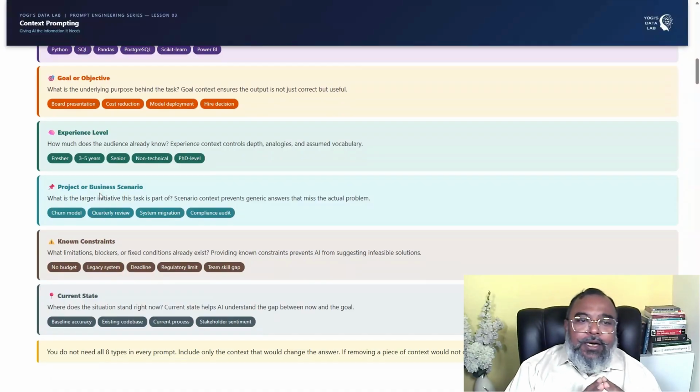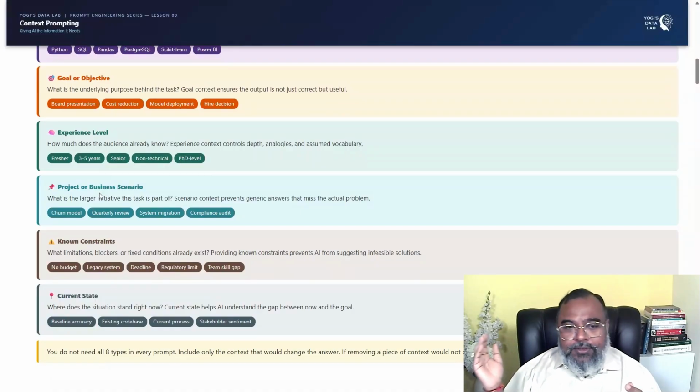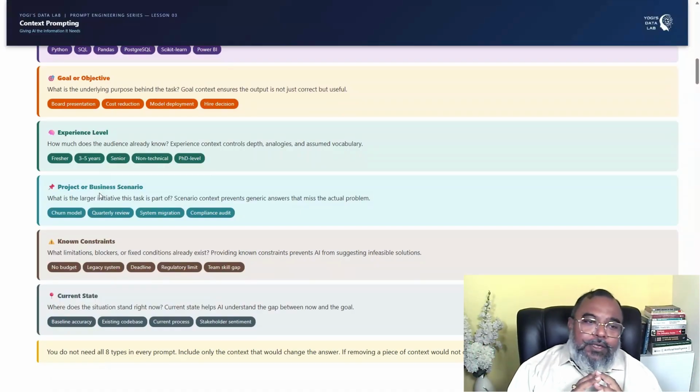So, what is the underlying purpose behind the task? What do you want to achieve basically? So, the goal context ensures that the output is not just correct but useful. Then comes the experience level. Now, experience level is how much does the audience already know? Experience context controls depth, analogies, and assumed vocabulary. So you want the experience level of a fresher, a 3 to 5 years, senior, non-technical, PhD level. What is the experience level you are looking for?